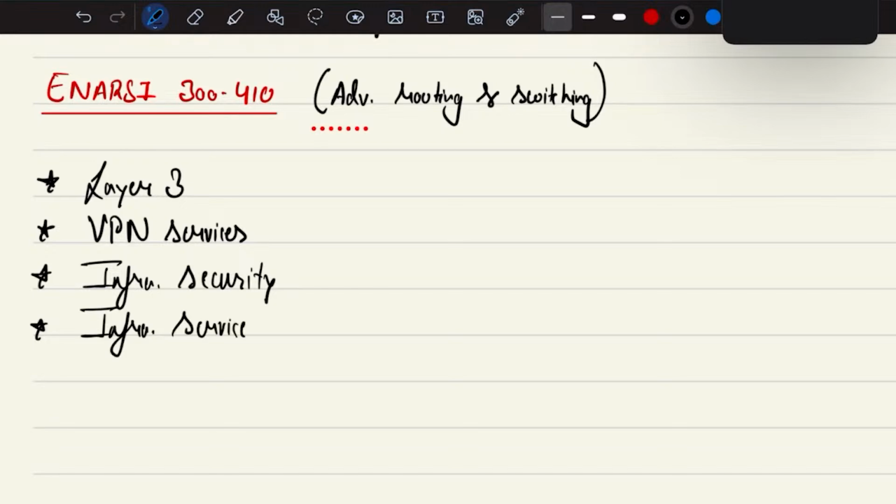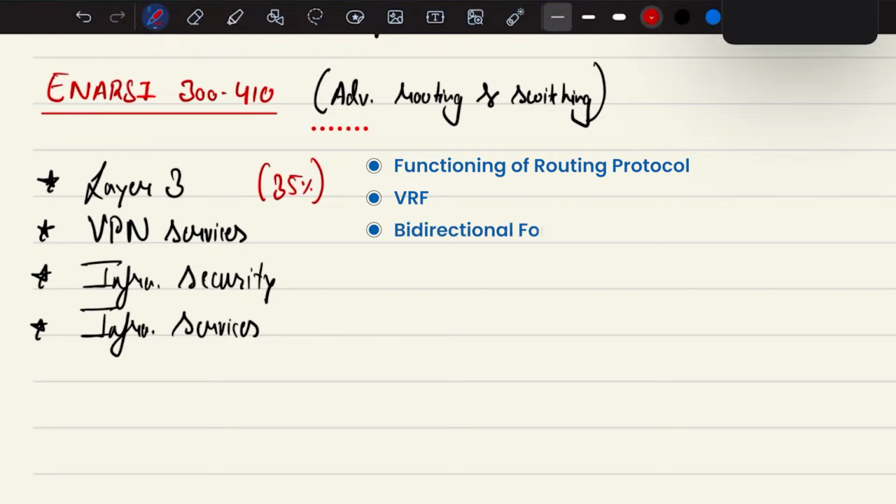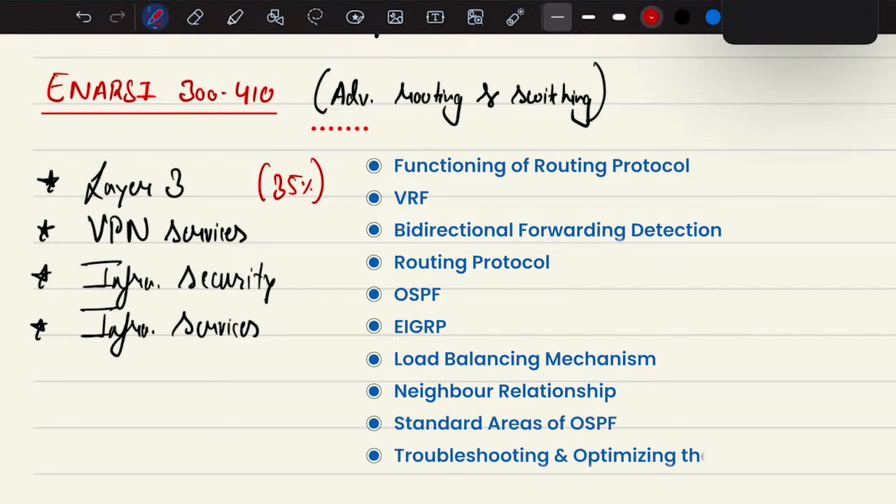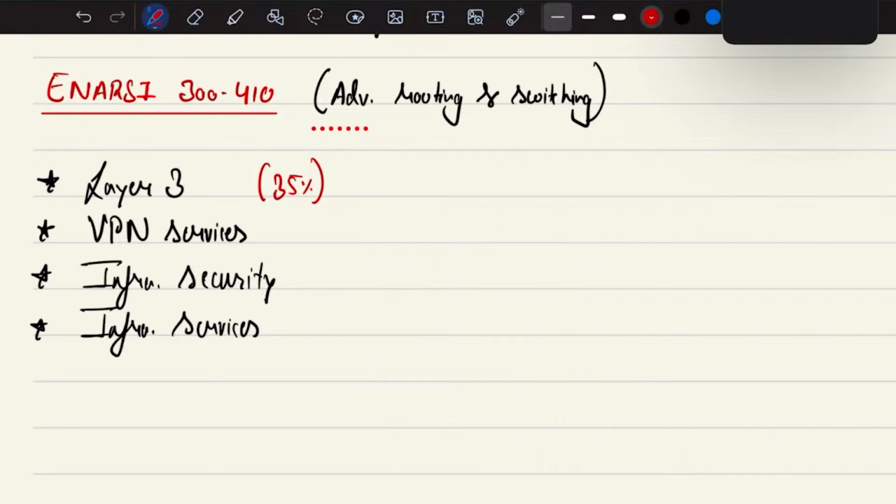This entire CCNP ENARSI examination is about four exam topics, where Layer 3 technology carries a weightage of 35% because it is quite important for understanding the functioning of routing protocols. We will be discussing VRF, Bidirectional Forwarding Detection, and the routing protocols OSPF and EIGRP in more detail, using load balancing mechanisms, neighbor relationships, the standard areas of OSPF, and troubleshooting and optimizing the routing protocols. Everything related to routing protocols, path preferences and route reflectors is going to come up in the Layer 3 part, which includes OSPF, BGP, iBGP, eBGP, and EIGRP.